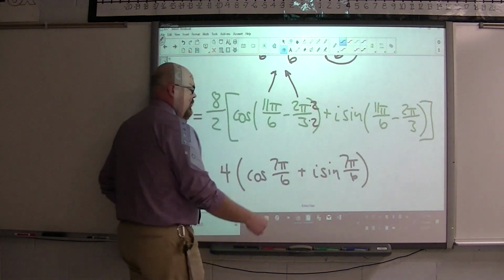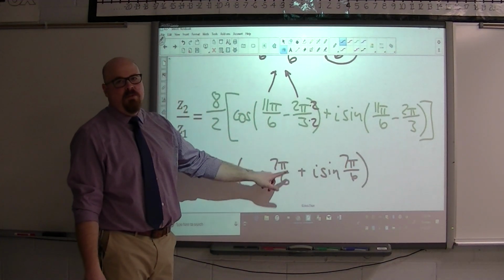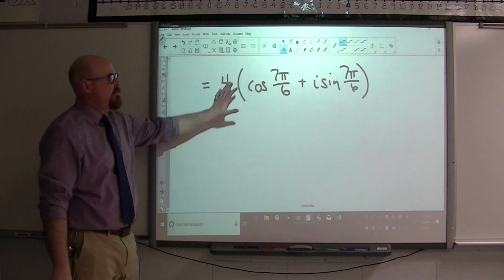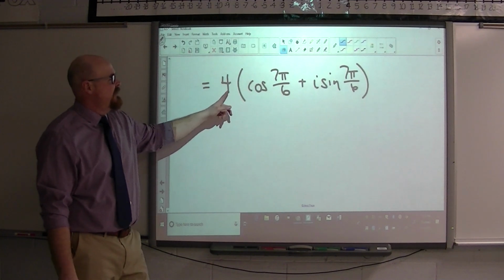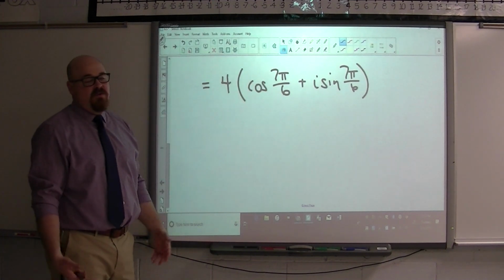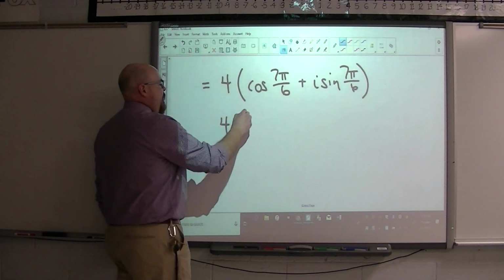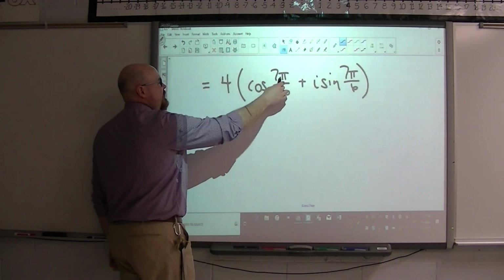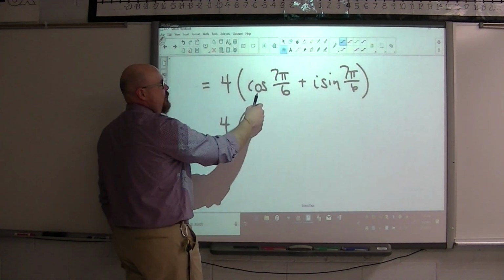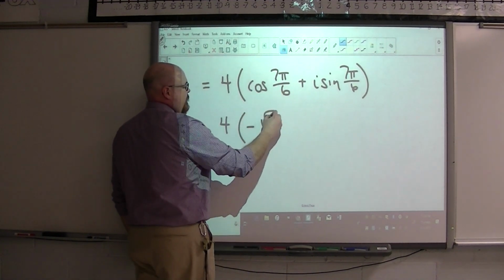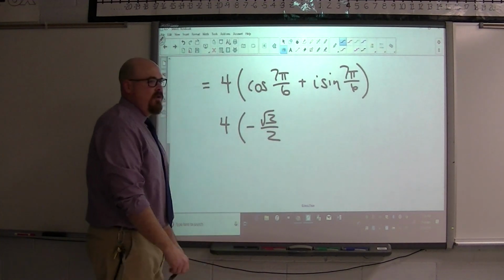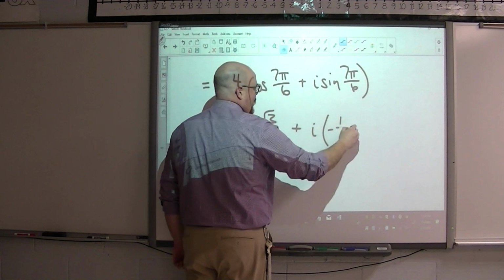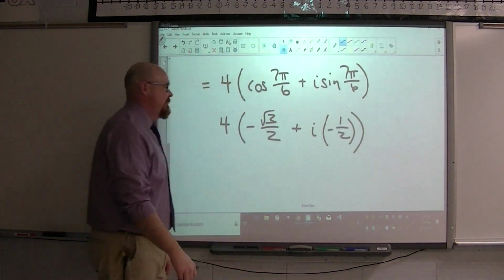We want this angle to be between 0 and 2 pi every time, all right? If they're asking for a polar form, we're done. We've got our new modulus, we've got our new argument. If they're looking for the standard form, all we have to do is evaluate these trig functions. The cosine of 7 pi over 6 is the x-coordinate at 7 pi over 6, which is negative radical 3 over 2. And the sine at 7 pi over 6 is the y-coordinate there, which is negative 1/2.